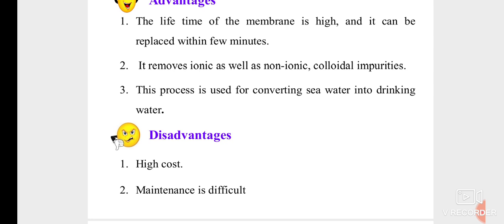This reverse osmosis method is commonly used for removing table salt, the common salt. NaCl also we have to remove from the water. In this method, seawater is converted into drinking water. In this method we use a semi-permeable membrane. The cost of that semi-permeable membrane is very high. That is the disadvantage. Okay.